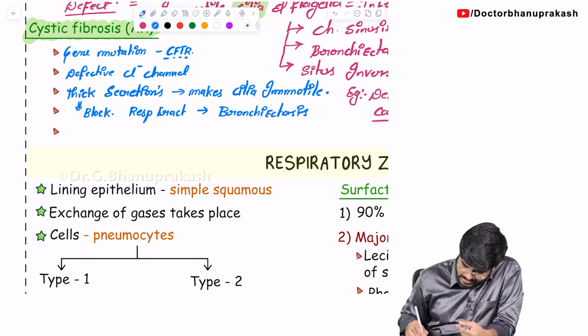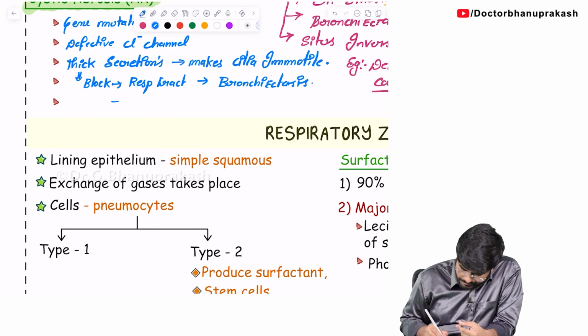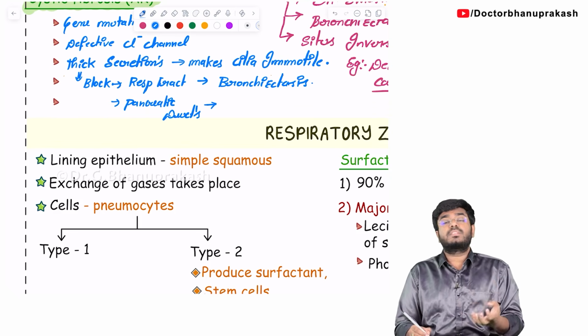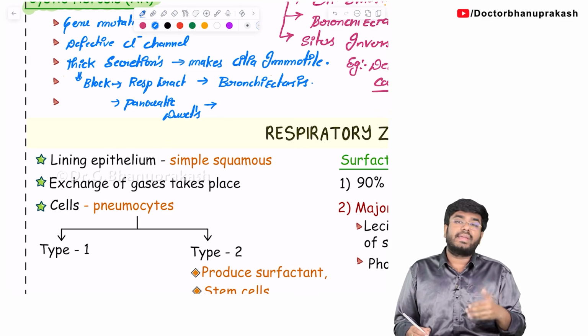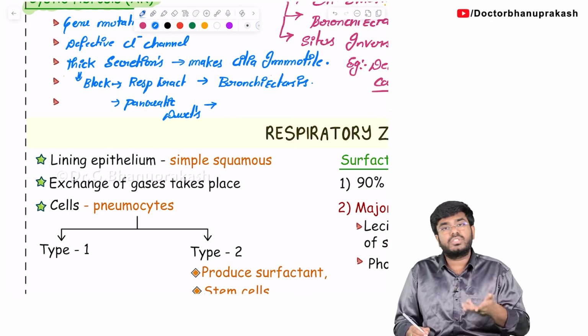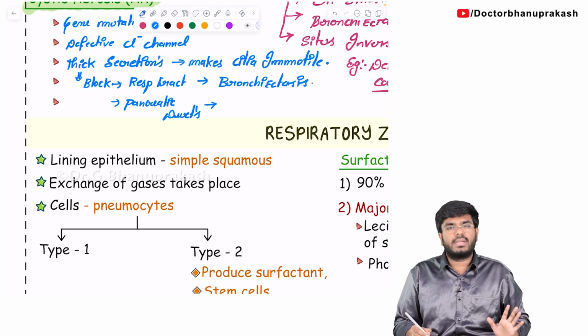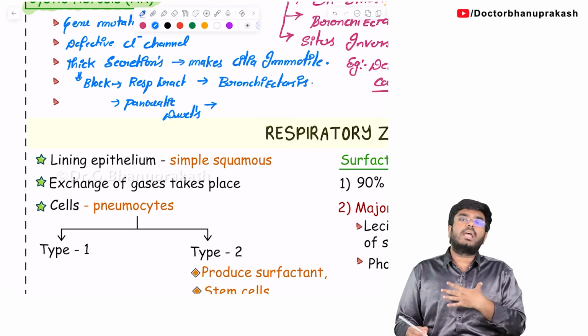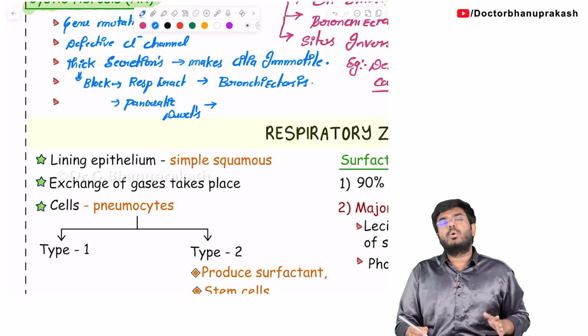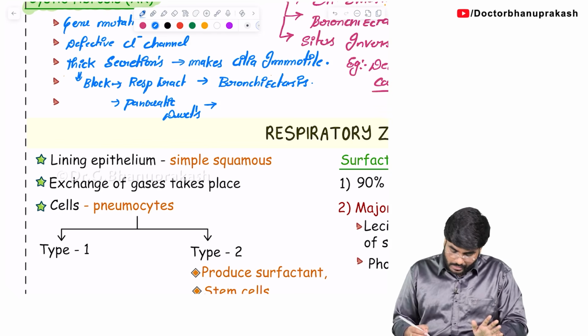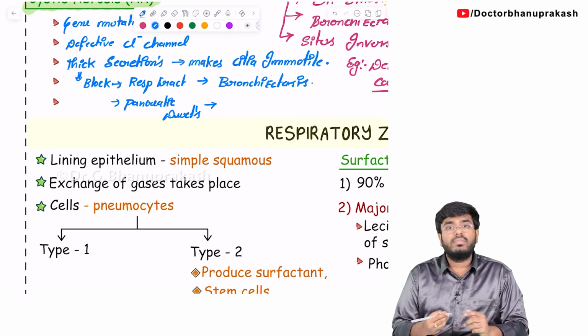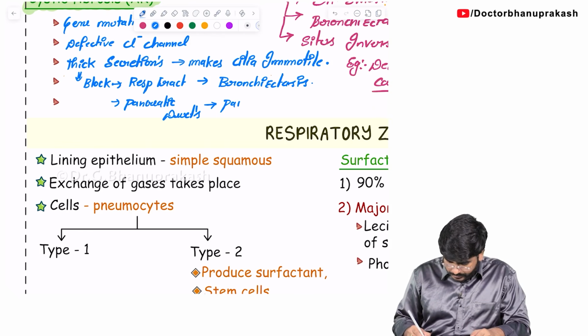Okay, these thick secretions can block your pancreatic duct. The thick secretions are not only in the respiratory tract, they are everywhere in the body: the gastrointestinal secretions, the respiratory secretions, the urogenital secretions, every secretion is going to be thick. Cystic fibrosis is not just a lung problem, it's a systemic problem. Now, when the pancreatic ducts are blocked, what will happen? That can lead to pancreatitis.